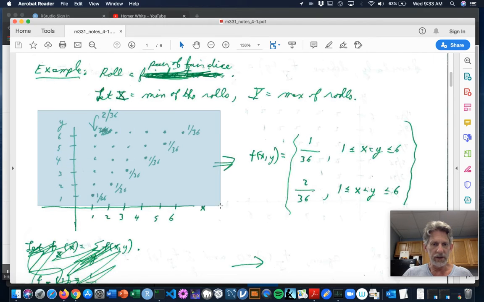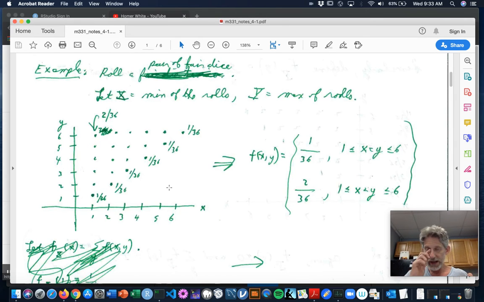So here is the xy plane. And these dots here represent the sample space S, the possible ordered pairs for this random experiment. So for example, it is possible that your min and your max rolls were both a 1. That happens only one way, where they're both 1. And so 1 over 36 should be the f value for that particular point.